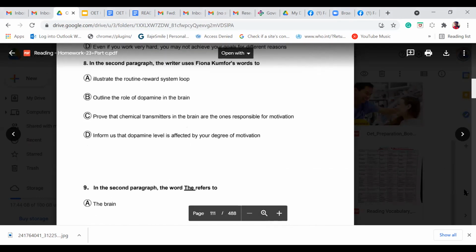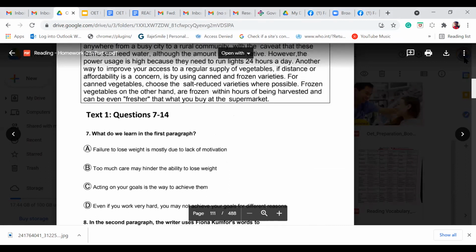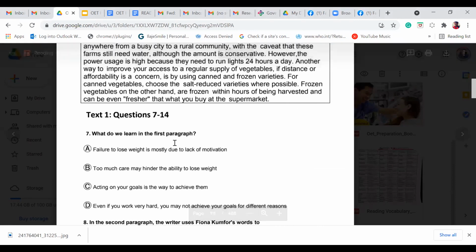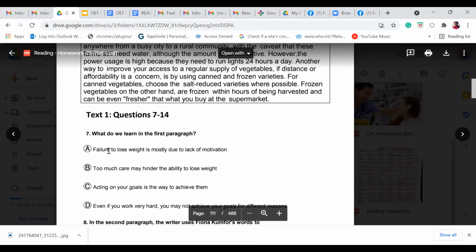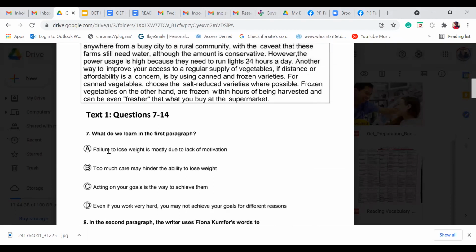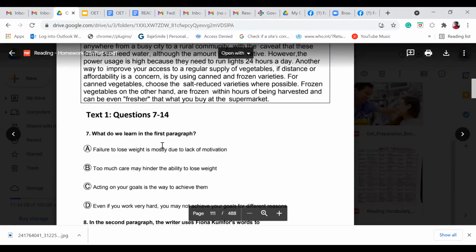All right, so let's go to the question first. Remember, the title is talking about how to get motivated. So question 7 to 14, what do we learn in the first paragraph? Remember, like we shared earlier, Part C will always direct you to where to go. So it's not so ambiguous. It's going to direct you to where to go to get the answer.